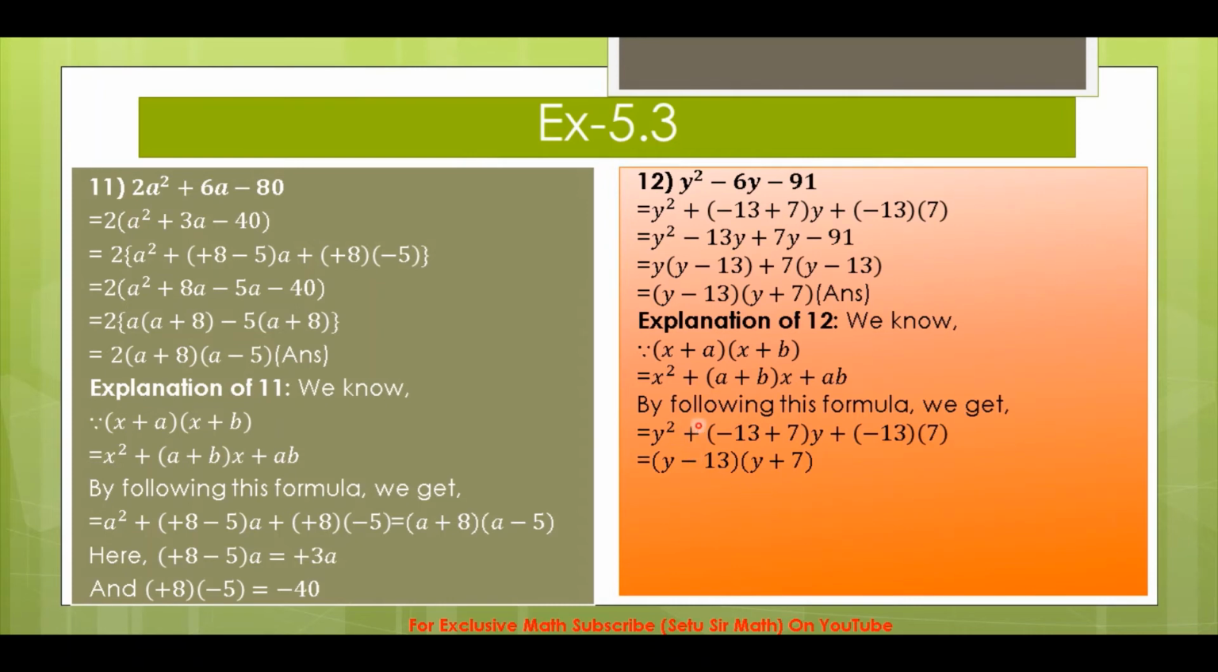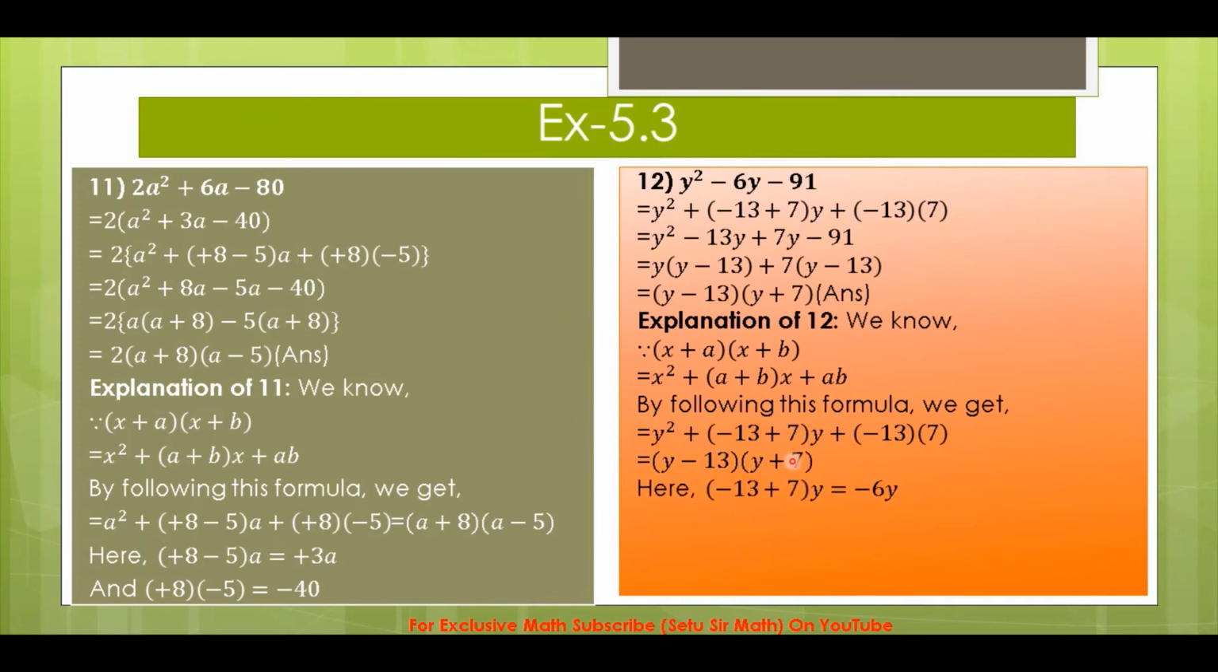So from this we can take the formula like this: y minus 13, that would be x plus a, and y plus 7, that would be x plus b. But I think it is much easier for you like this: y square minus 13y plus 7y minus 7 13s are 91. So if we take common y, we will get y minus 13, and if we take common 7, we will get y minus 13. So y minus 13 and y plus 7, that is our desired answer.